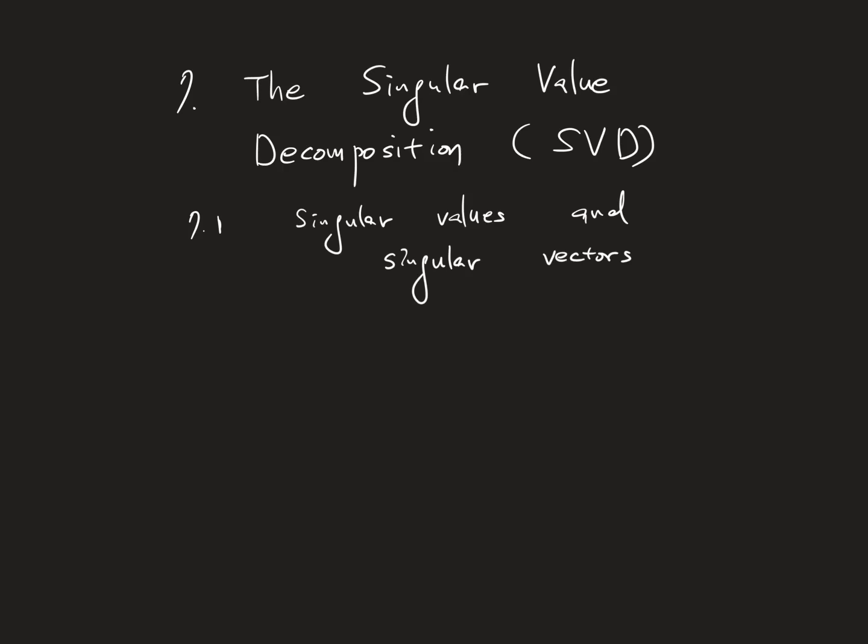In chapter 7, we'll talk about the singular value decomposition. It's called SVD. And we start with singular values and singular vectors. Before I begin, we need to review the eigen decomposition.